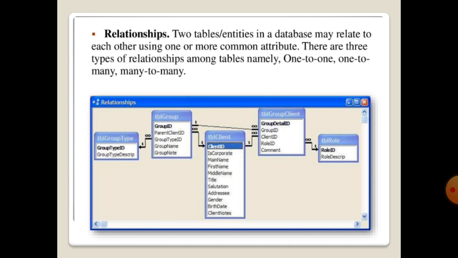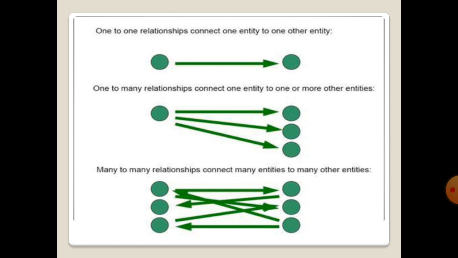Relationships. Two tables, entities in a database, may relate to each other using one or more common attributes. There are three types of relationships among the tables, namely one-to-one, one-to-many, and many-to-many. One-to-one relationships connect one entity to another entity. One-to-many relationships connect one entity to one or more other entities. Many-to-many relationships connect many entities to many other entities.